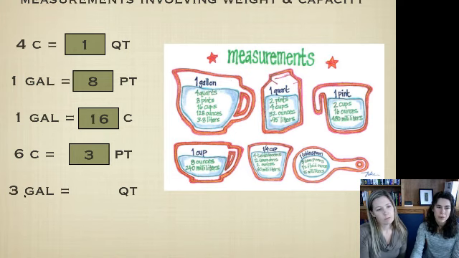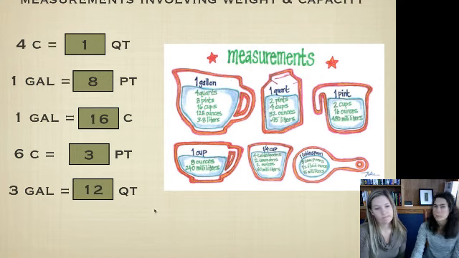And now once again, if I had 1 gallon, you might want to think about, well, 1 gallon, I have 4 quarts. And so if I have 3 gallons, that would give me 12 quarts.